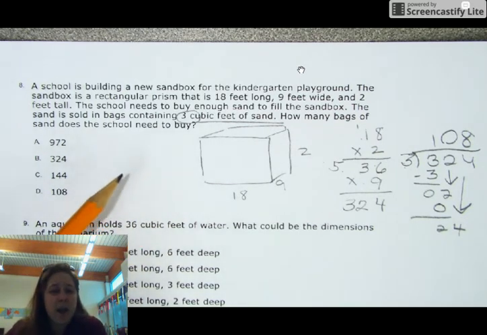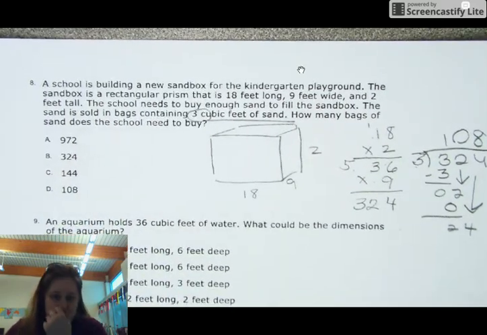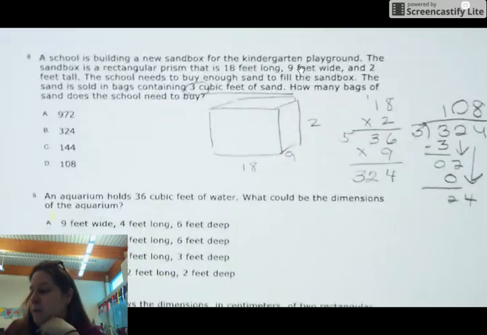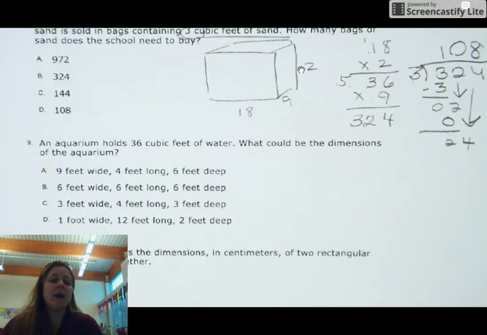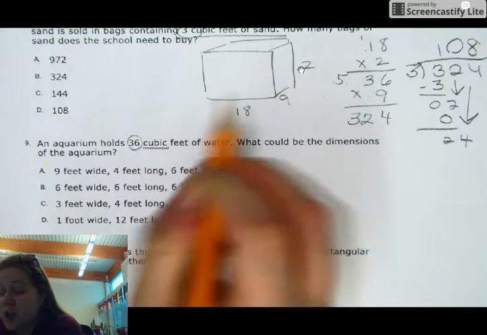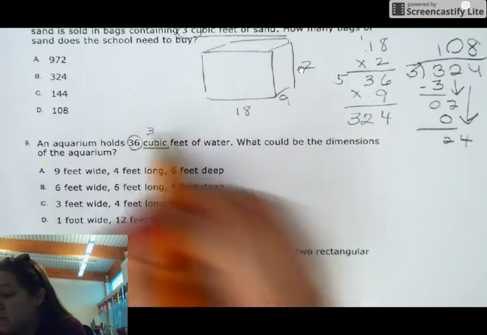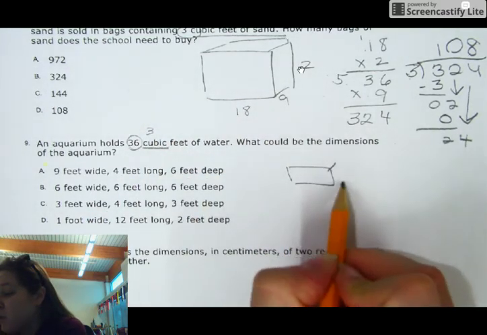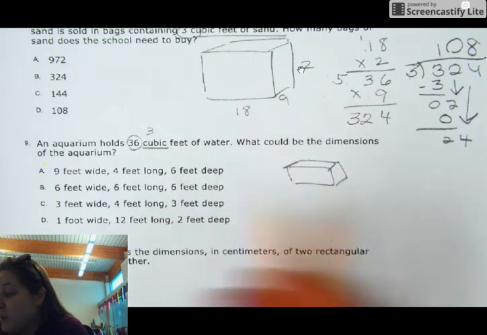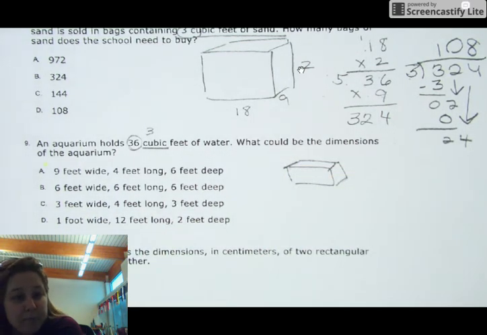I don't think it was a sandbox, but I do remember that one on the EOG last year. I really do. An aquarium. Question number 9: An aquarium holds 36 cubic feet of water. What could the dimensions of the aquarium be? Since it says 36 cubic, it's already cubed, which means the dimensions were already multiplied. And now we need to work with these to multiply them.